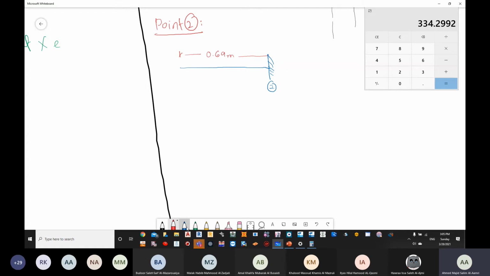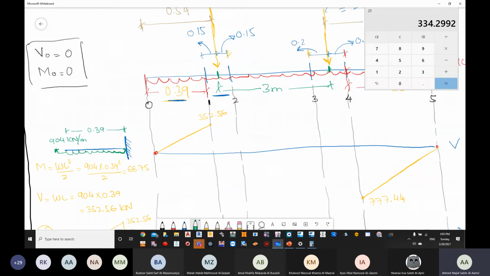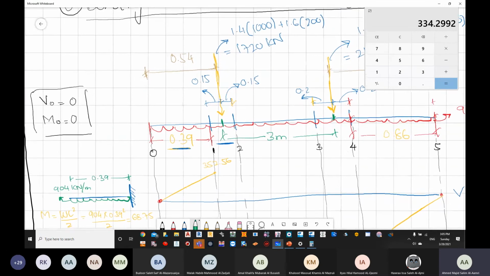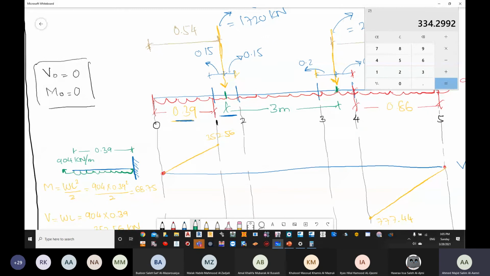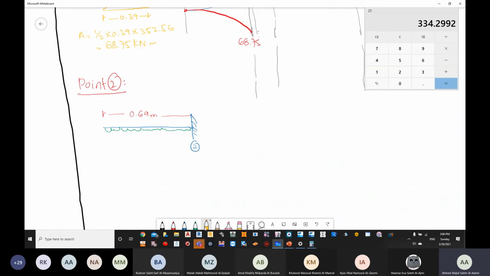What do we have? We have a pressure all over the place. Do we have a column in the region of 0 to 2? We always take it from the point where we want to calculate the moment till the edge. If the edge is 0, from 2 to 0, do we have a point load? Yes. How much is it? 1720. The distance between point number 2 and the column is 0.15. So I'm going to draw one point load here. It has a value of 1720, and the distance from here to here is 0.15.